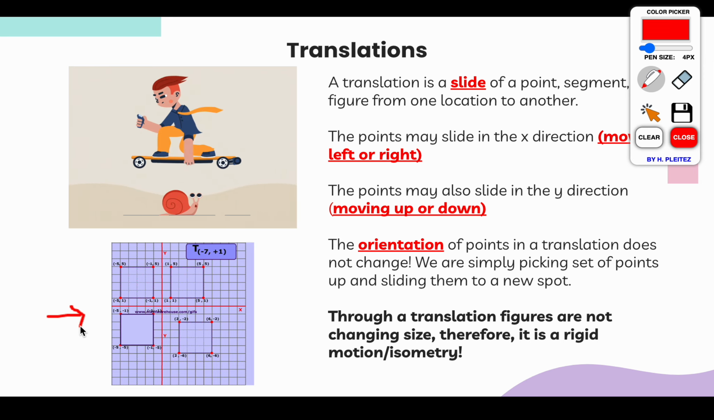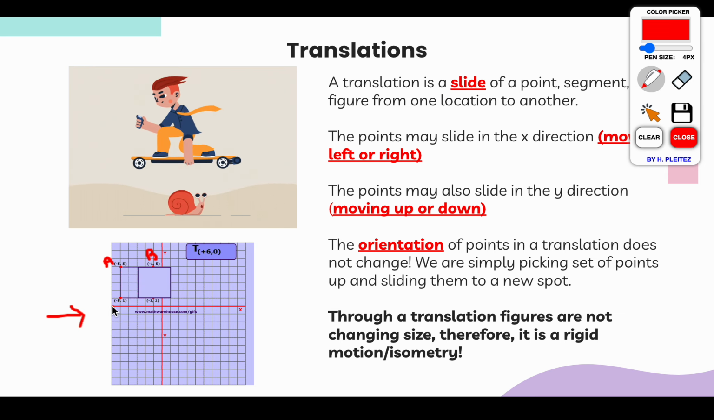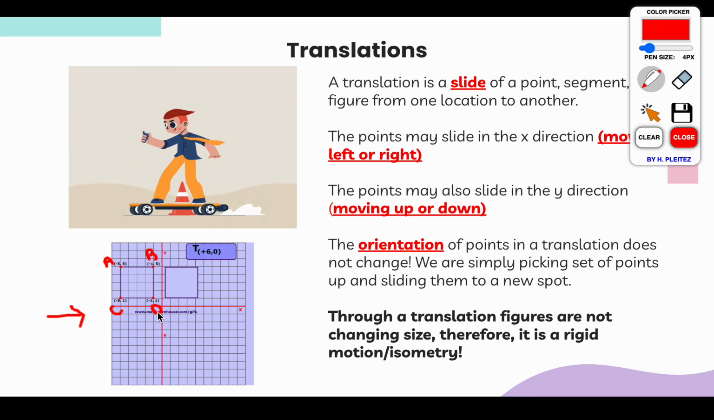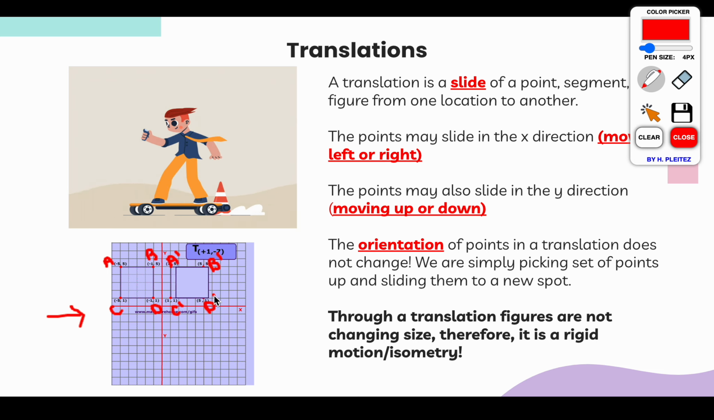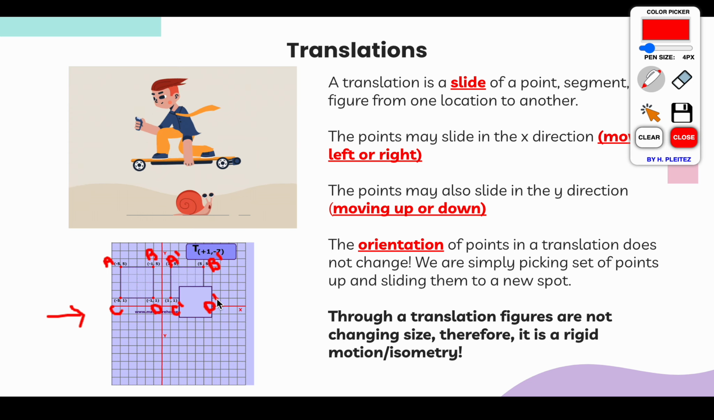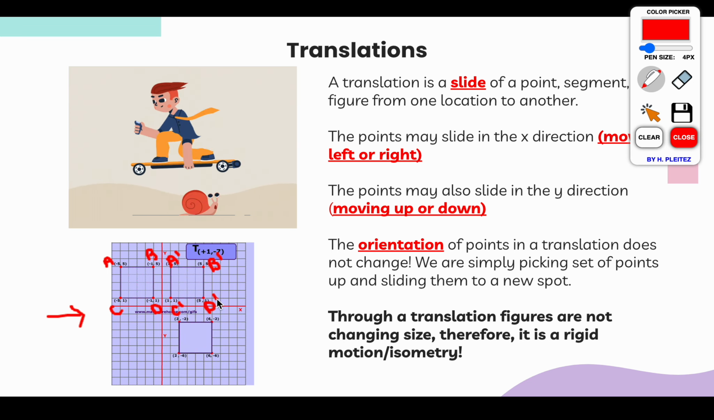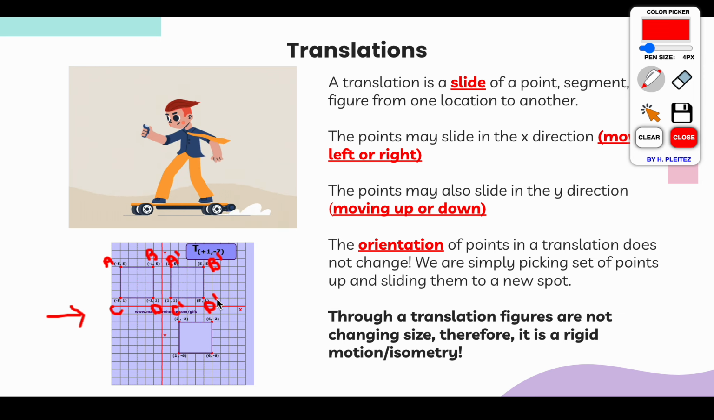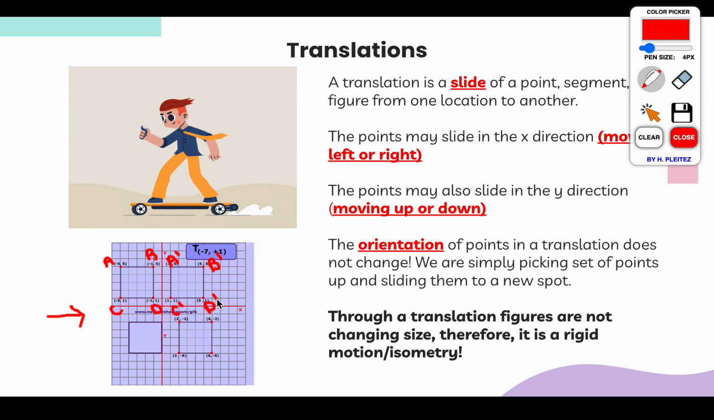And what you'll notice is that the orientation of the points do not change. So if we were calling this A, B, C, and D, when we translate it, it's going to be A prime, B prime, C prime, and D prime, right? The orientation, the order of that point is not changing because we're simply picking this up and moving it to a new spot. And also what you'll notice is that when we translate a figure and when we slide it around, we are not changing its size or shape. So therefore, a translation is going to be a rigid motion.